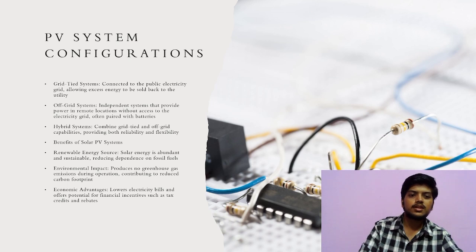Grid-tied systems are connected to the public electricity grid, allowing excess energy to be sold back to the utility. Off-grid systems are independent systems that provide power in remote locations without access to the electricity grid, often paired with batteries. Hybrid systems combine grid.